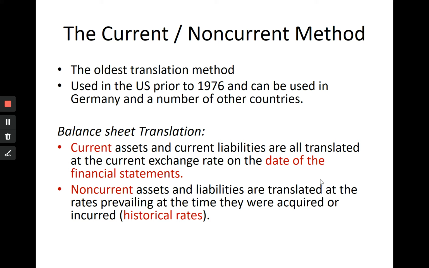And non-current assets and liabilities, such as long-term debt being a non-current liability, is translated at the rate prevailing at the time that asset or that liability was incurred. And that's the historical rate. So if we purchased the factory in 1978 in Japan, the exchange rate of Japanese yen against, let's say, euro for 1978 applies.